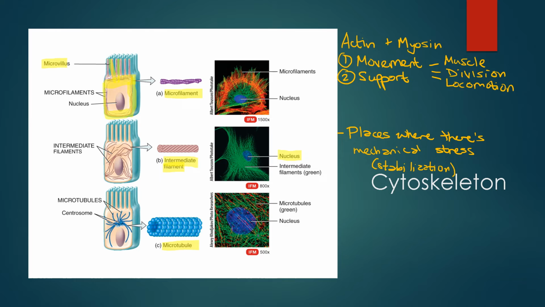Next, we have microtubules. These are going to be very long, unbranched, hollow tubes. And these are composed mainly of the protein tubulin. Now, the assembly of microtubules begins in an organelle called a centrosome, and they grow outward toward the periphery of the cell, or toward the plasma membrane.